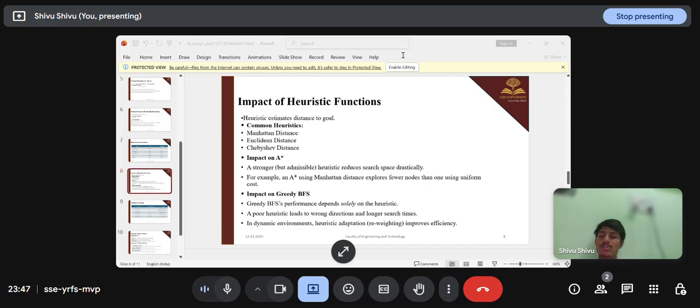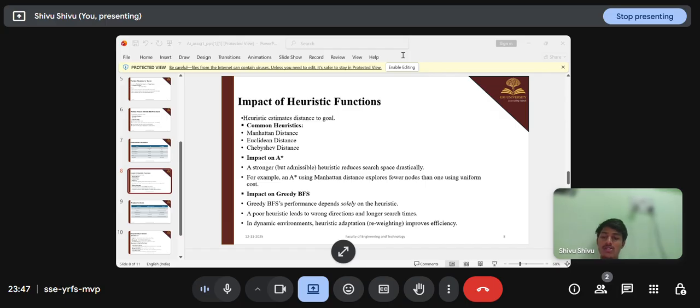So greedy best first search performance depends solely on the heuristic. Since greedy best first search only looks at h of n, a good heuristic makes it work well, a bad one makes it fail. And next, a poor heuristic leads to the wrong direction and longer search time. It means if the heuristic misleads, greedy best first search wastes time exploring the wrong paths. And next, in dynamic environments, heuristic adaptation and reweighting improves efficiency.